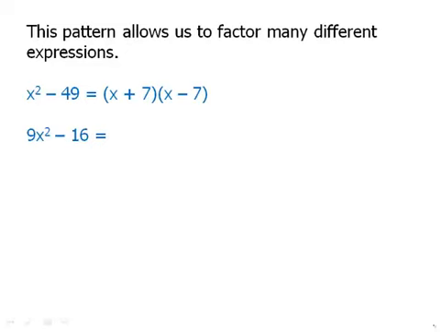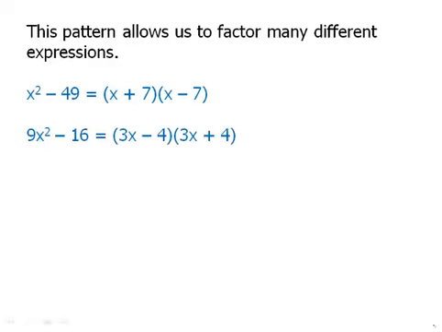Here's another one, a little trickier, because we have a coefficient on the x squared term. 9 is the square of 3. And so 9x squared is 3x times 3x. So a equals 3x, and of course b equals 4, because 4 squared is 16. And so we get 3x minus 4 times 3x plus 4.